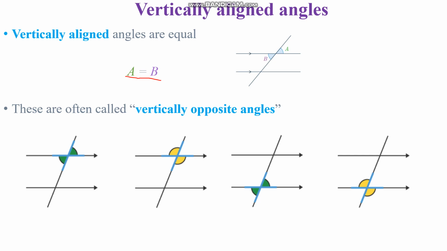So for example, given this set of parallel lines, A and B, they form vertically opposite angles. Sometimes they call them vertically opposite angles because if you look at them, they are actually opposite. Okay, so these diagrams give examples of vertically aligned angles that can be formed on parallel lines.